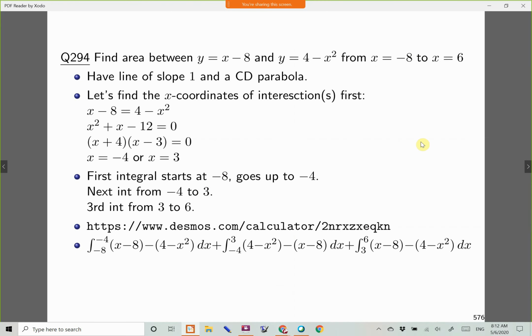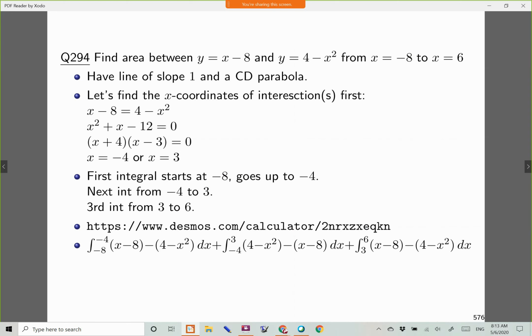Sorry, it's a lot. Right, but we had this integral from negative 8 to negative 4 of the line minus the parabola, and then the integral from negative 4 to positive 3 of the parabola minus the line, and the integral from 3 to 6 of the line minus the parabola.